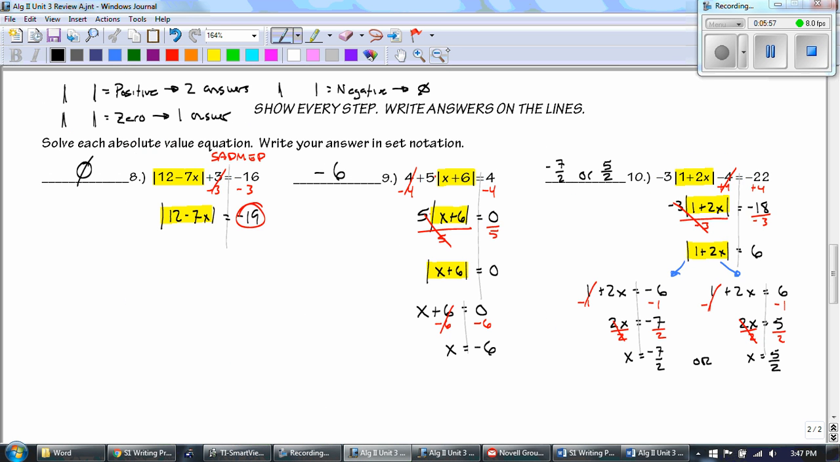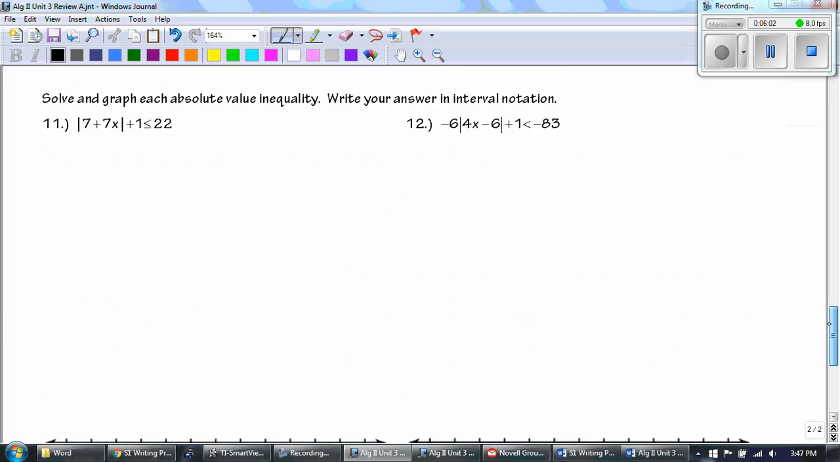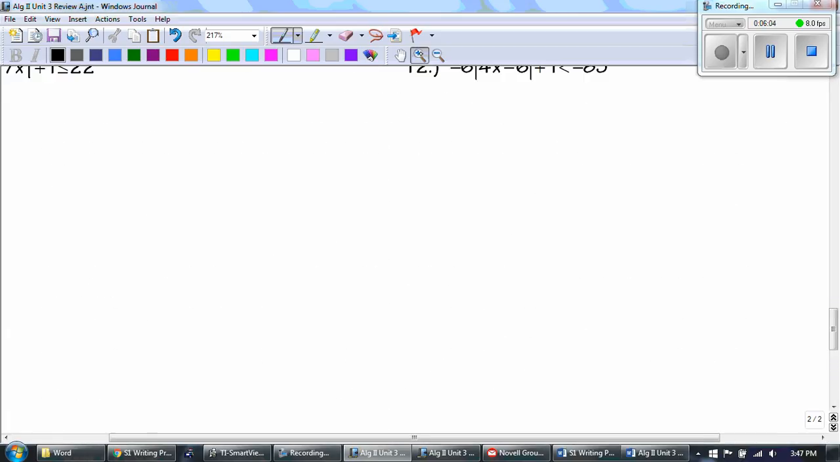How am I doing so far? Am I getting them right? I hope so. The answers are on the bottom. Do you notice that? Okay.